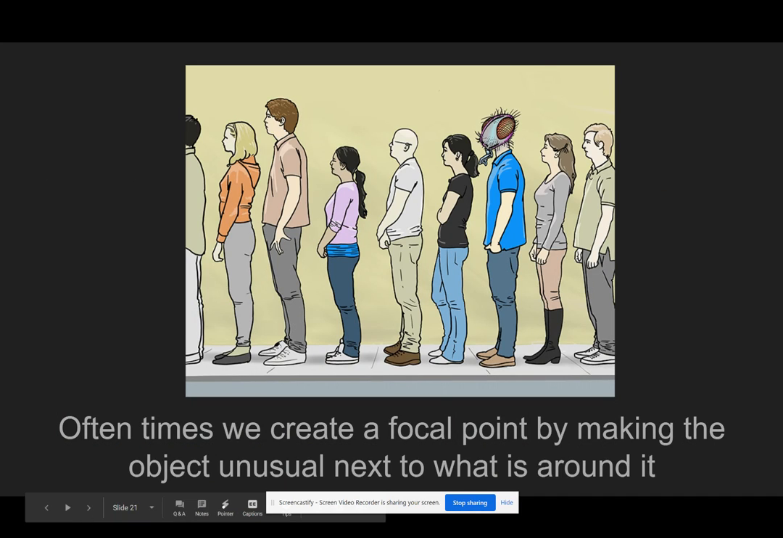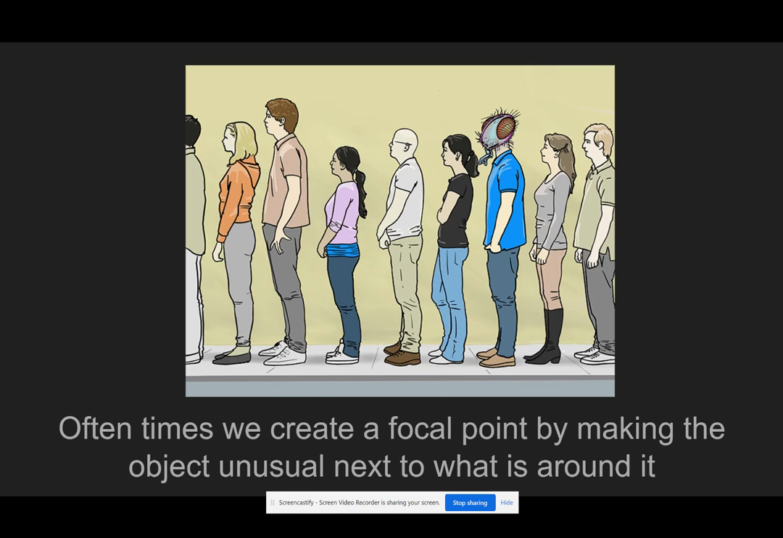Oftentimes, though, we can create a focal point by making the object unusual next to what is around it. So take a look at the picture above. There's a quite unusual, nasty, grasshopper-looking head on one of the people. That is the focal point. And we know that because everything else around this nasty head is all normal faces that we know.